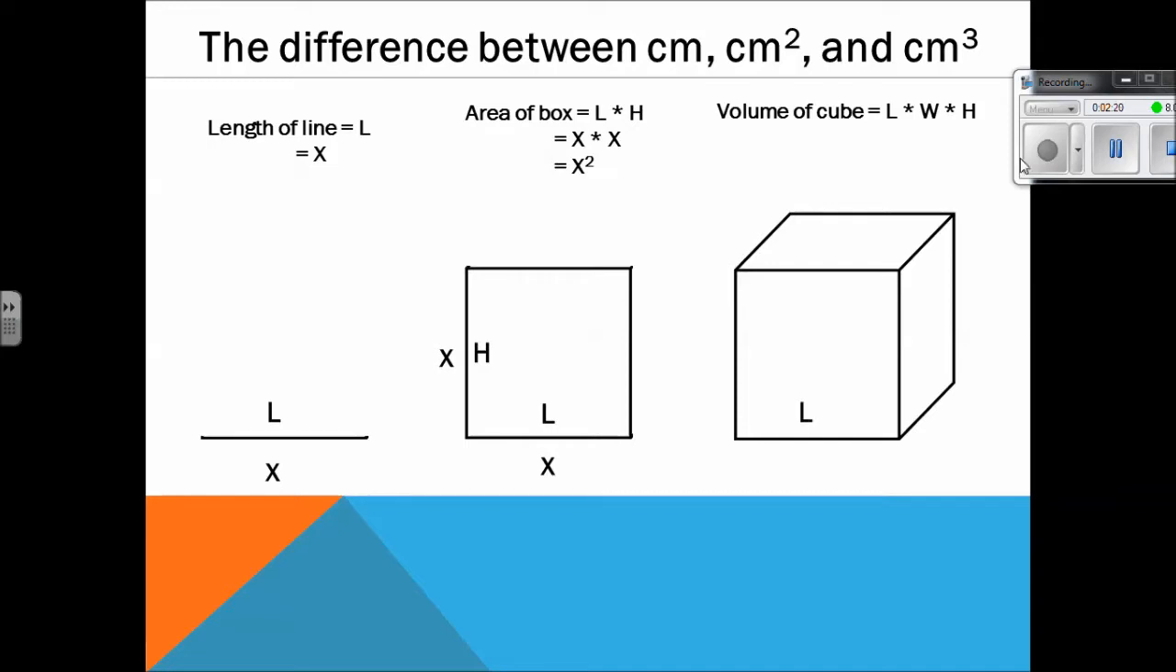So if we want to call this our length, this our height, and now this back line our width, we can again apply this variable x to those lengths. So if this is a perfect cube, if this side is length of x, our height is also length of x, and therefore our width is length of x. So x cubed is just x times x times x, so a three-dimensional shape.